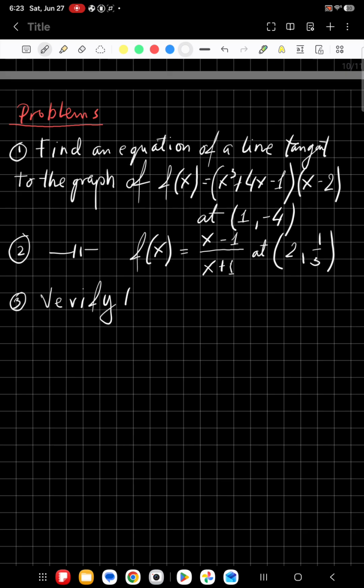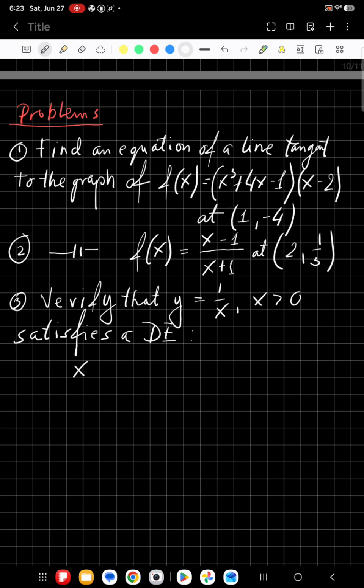And then the third problem. Verify that y equals 1 over x, where x is greater than 0, satisfies a differential equation that looks like this. This looks like an interesting problem. So x cubed y double prime plus 2x squared y prime equals 0.